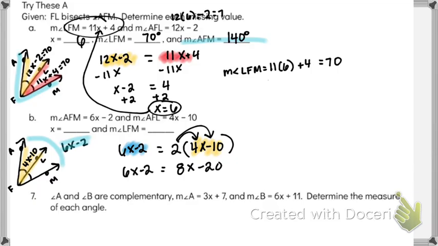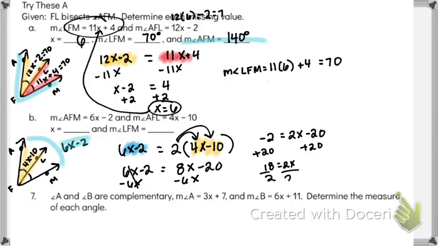Okay, next step is going to be for you to get your x on one side. So minus 6x on both sides. That would give us, and I'm running out of room, so I'm going up here, negative 2 equals 8 minus 6, which is going to be 2x minus 20. I'm going to get rid of that minus 20 by adding 20 on both sides. When I do that, negative 2 plus 20 is 18 equals 2x. Divide by 2 on both sides, x equals 9.